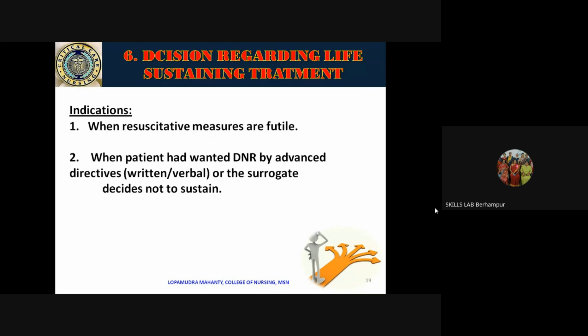When the patient has wanted a DNR by advance directives, written, verbal, or a surrogate decision not to sustain. When the patient has given any type of written directives or verbal instruction, at that time the advance directives will be recorded or it will be decided not to sustain.